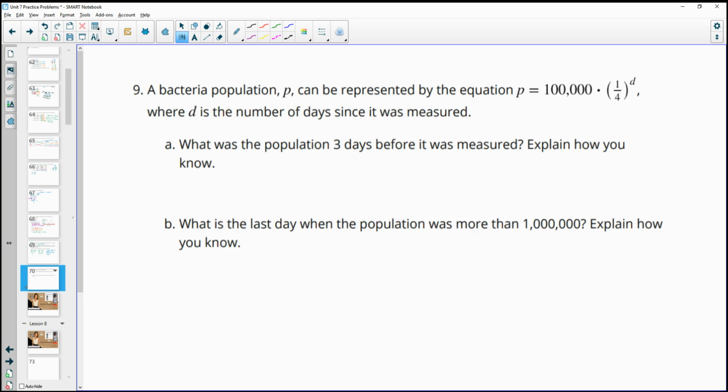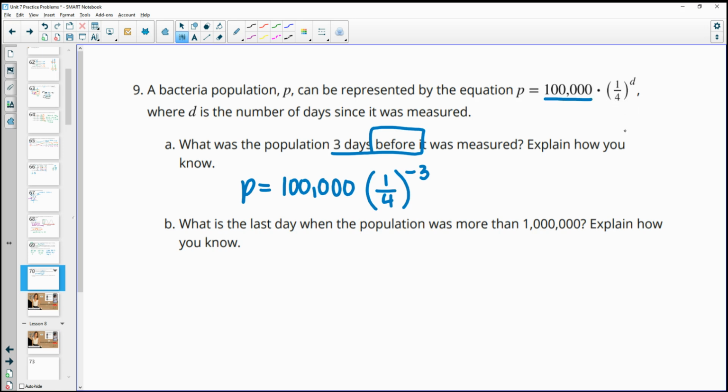Number 9, a bacteria population P can be represented by the equation P equals 100,000 times 1/4 to the D power, where D is the number of days since it was measured. What was the population 3 days before it was measured? So remember, when we're talking exponents and we're talking before, that means that we need to plug in a negative exponent. So we have 100,000 times 1/4 to the negative 3 power. You could also think of doing a 1/4 factor backwards. So taking the initial population and multiplying by 4 instead of doing 1/4 of it, and then do that 3 times. Or you can plug it into your calculator and you would get 6,400,000 for 3 days before this was measured.